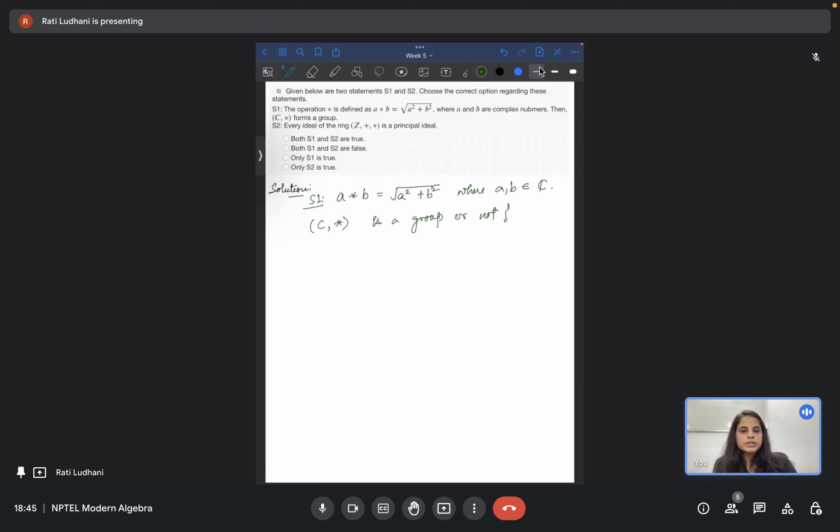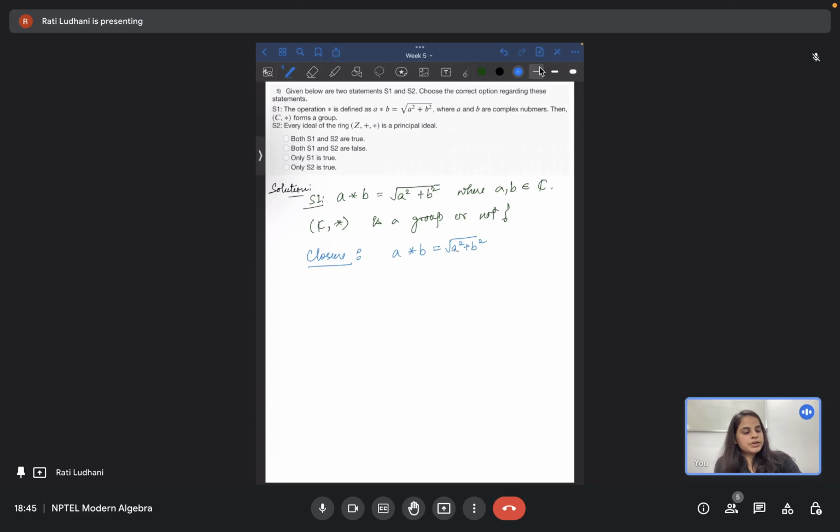To check if this is a group, what should you check? You should start with the basic things. Closure, associativity, identity. Exactly, very good. So you should start with closure first. So closure: A star B, which is equal to the square root of A squared B.